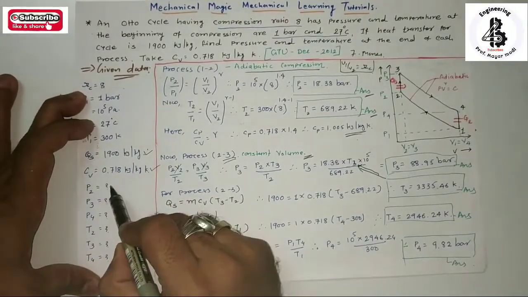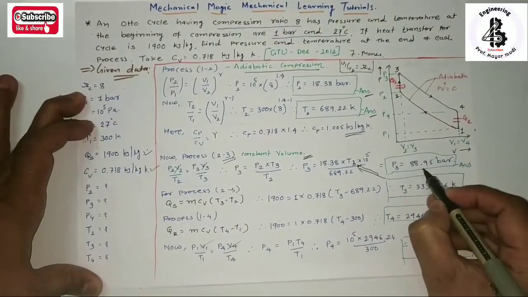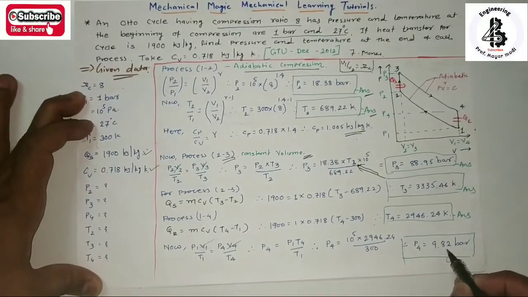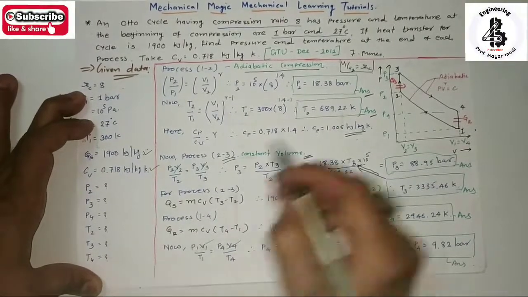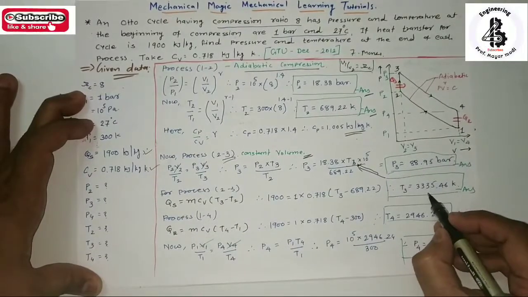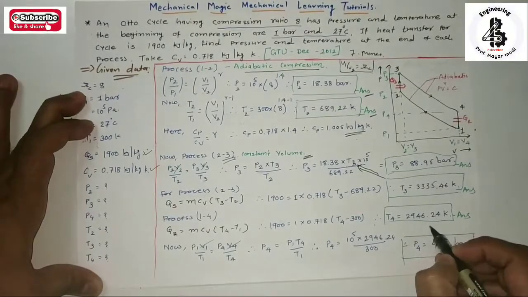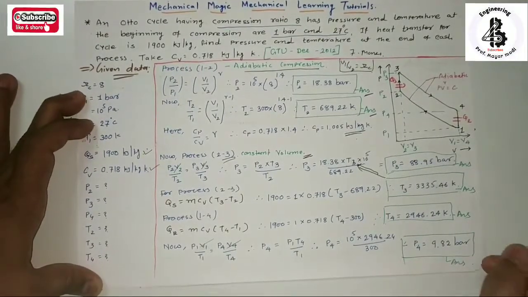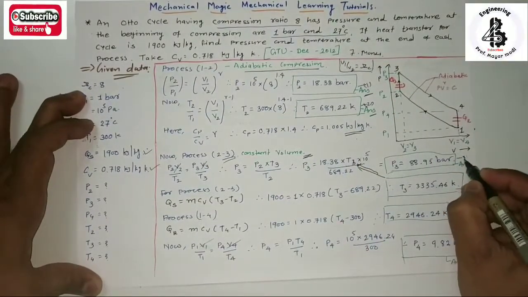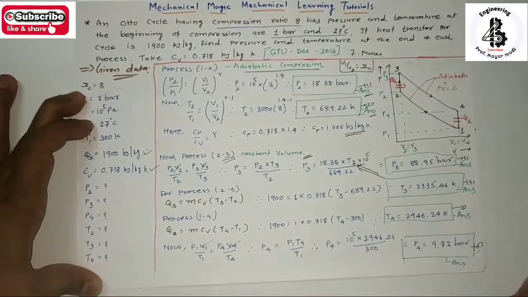So P2 equal to 18.38 bar, P3 equal to 88.95 bar, P4 once again 9.82 bar, and T2 689.22 Kelvin, T3 3335.46 Kelvin, and T4 2946.24 Kelvin. So 6 answers: 1, 2, 3, 4, 5 and 6.